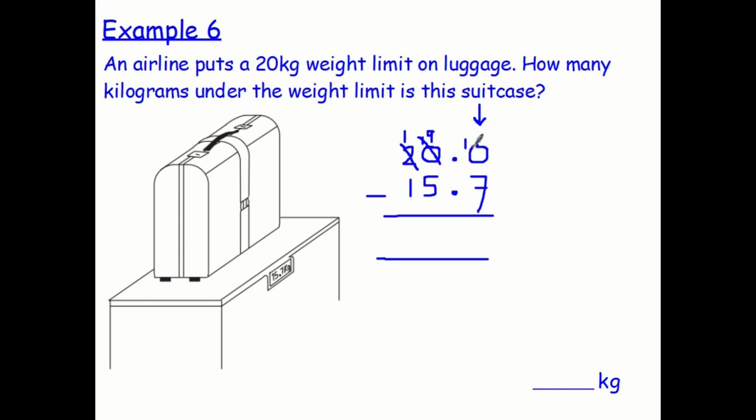So now my question is 10 take away 7, which is 3. Put my decimal point in. This part of the question is 9 take away 5, which is 4. And the final part of my question is 1 take away 1, which is just nothing. So you can either put a 0 there or just leave it blank. So that suitcase is 4.3 kilograms under the limit.